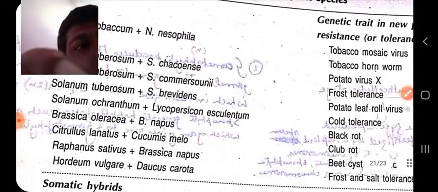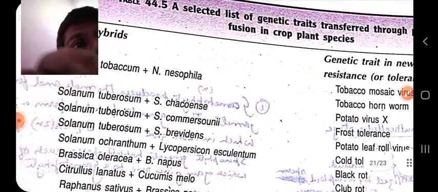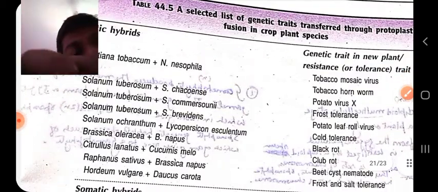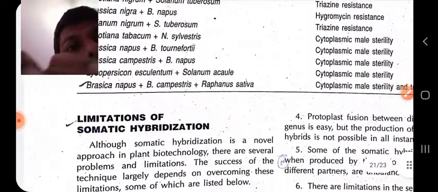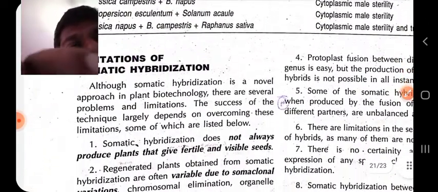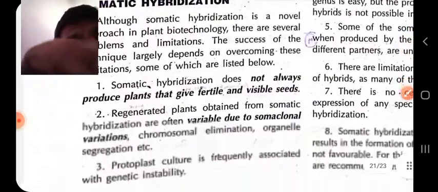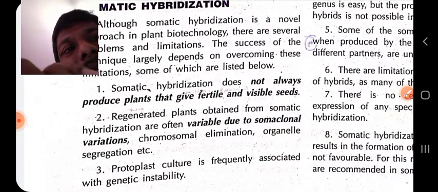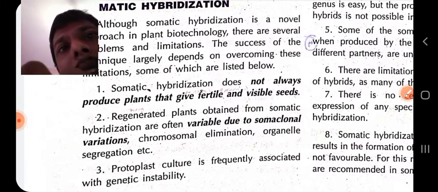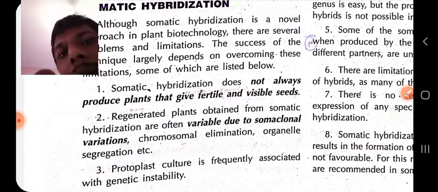Some more examples have been given of how plants form resistance to certain diseases by hybrid formation, but there are also some limitations as well. First, they are asymmetric and sometimes do not always produce plants that are fertile and give viable seeds. This is one problem. Due to somatic incompatibility, they may not be viable.